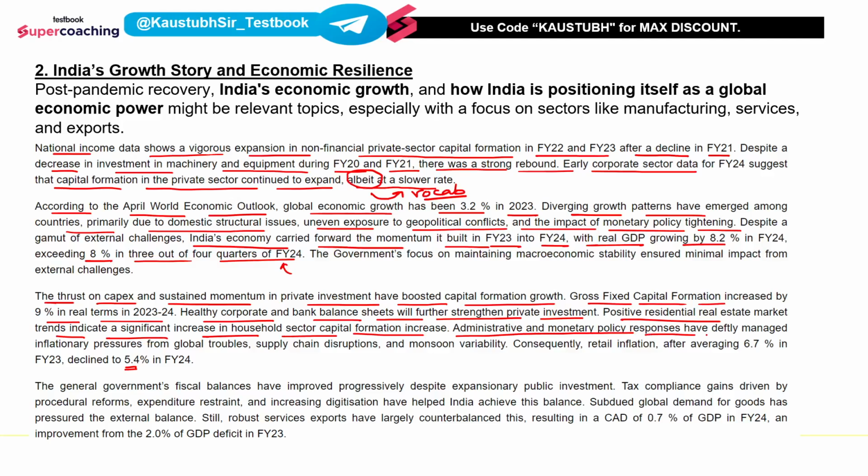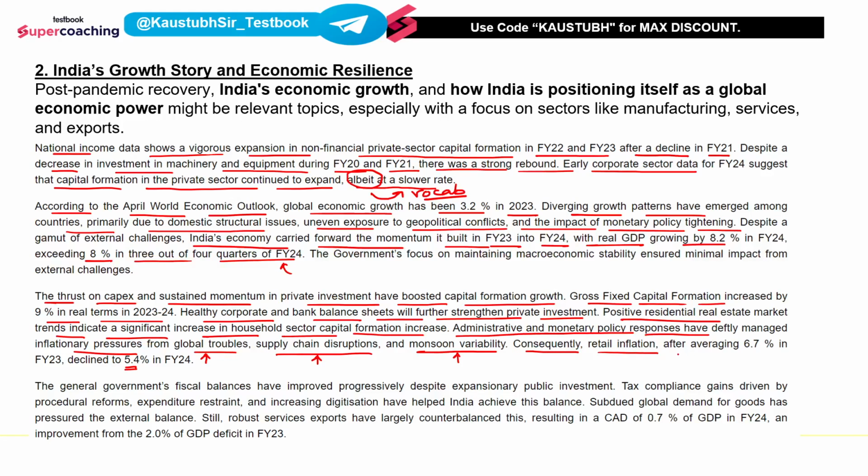Administrative and monetary policy response have deftly managed inflationary pressures from global troubles, supply chain disruptions, and monsoon variability. So again, you get a point to write. See, what are the factors that can put pressure on the economy? Monsoon variability is one factor, supply chain disruption another factor, global troubles another factor. So these are three very important points that you can note down as pointers to be added in your essay.